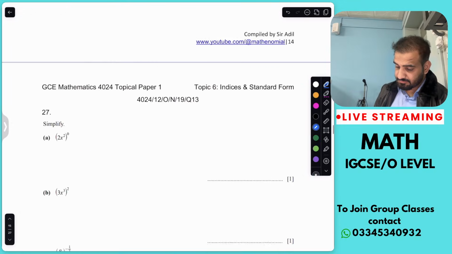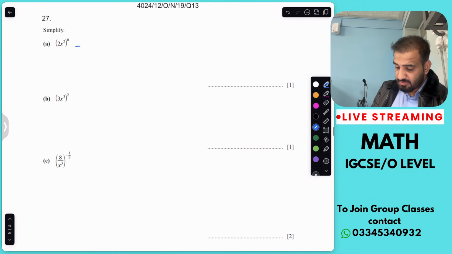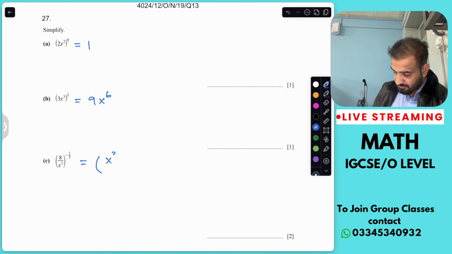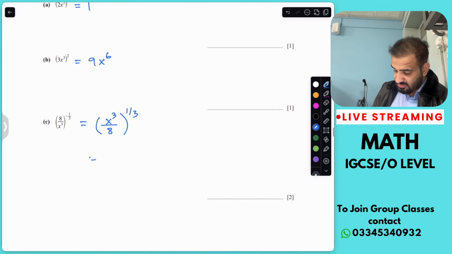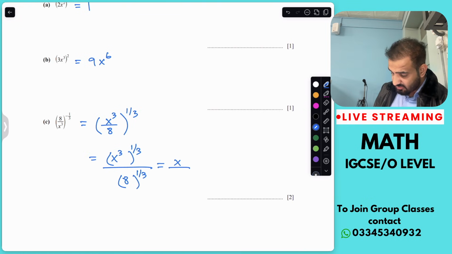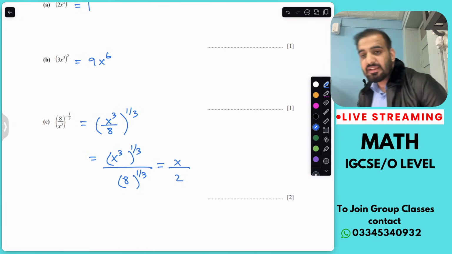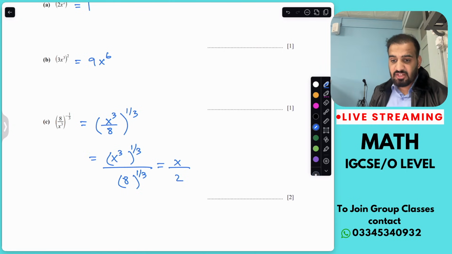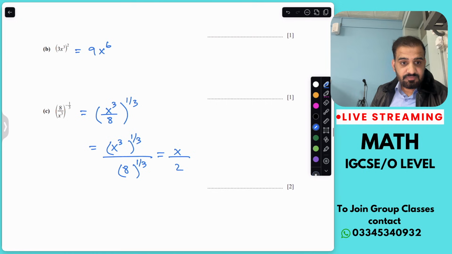That's it. Anything raised to power 0 is 1. So 3 square is 9. X cube raised to power 2 is 6. So turn this fraction x cube over 8 with power positive 1 over 3. Now x cube raised to power 1 over 3 and 8 raised to power 1 over 3, we know it very well that it is just x over 2. Because 2 cube is 8, so cube will be cancelled out with 3 and you will get 2 as an answer.